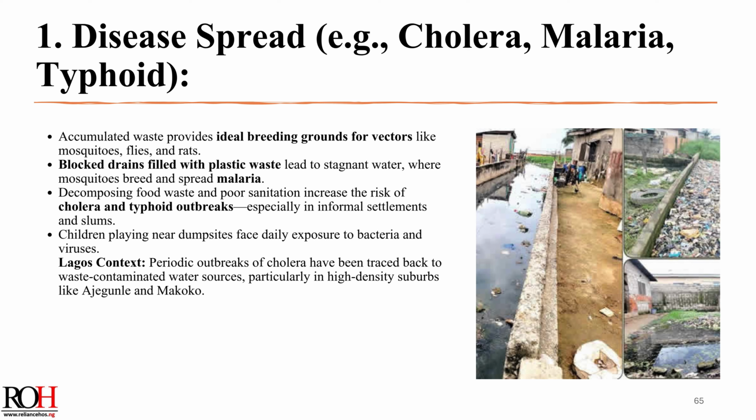Decomposing food waste and poor sanitation increase the risk of cholera and typhoid outbreaks, especially in informal settlements and slums. Children playing near dump sites face daily exposure to bacteria and viruses. Lagos context: periodic outbreaks of cholera have been traced back to waste-contaminated water sources, particularly in high-density suburbs like Ajegunle and Makoko.